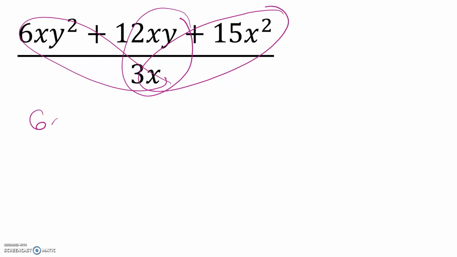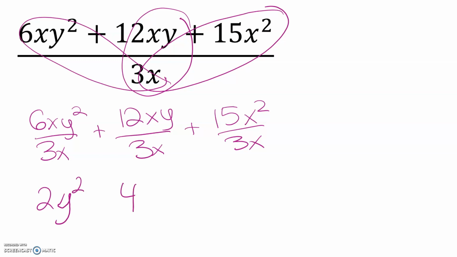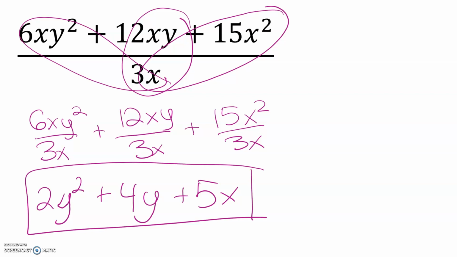So I had 6xy squared divided by 3x in this case, plus 12xy divided by 3x, plus 15x squared divided by 3x. And then I had to simplify each term. So this would have left me with 2y squared, plus 4y, and plus 5x. That was my final answer there. So I had to divide each term. I couldn't just divide these last two terms or anything like that because there was addition in the numerator.